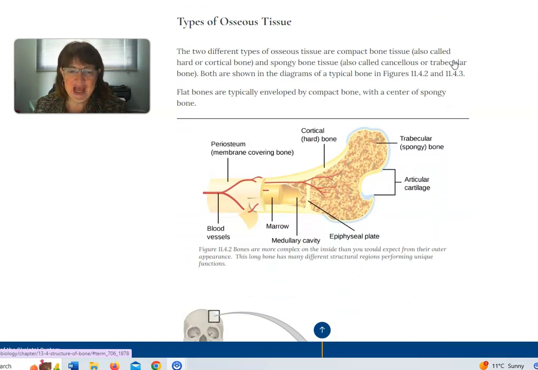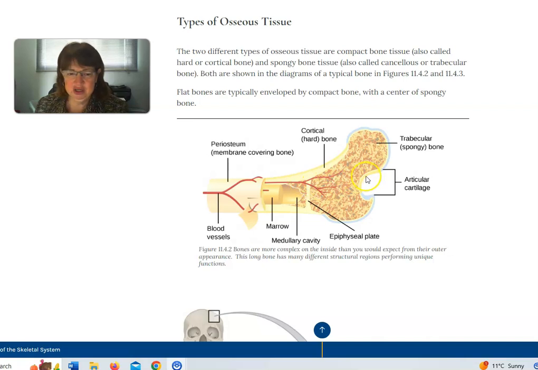So when we look at bone itself, there are two different types of bone. There's the hard one on the outside called compact bone, and then there's a spongy looking one in the middle called spongy bone. So when we're looking at a long bone, so this would be your femur, you've got your compact bone on the outside for strength, and your trabecular or spongy bone up at the end.